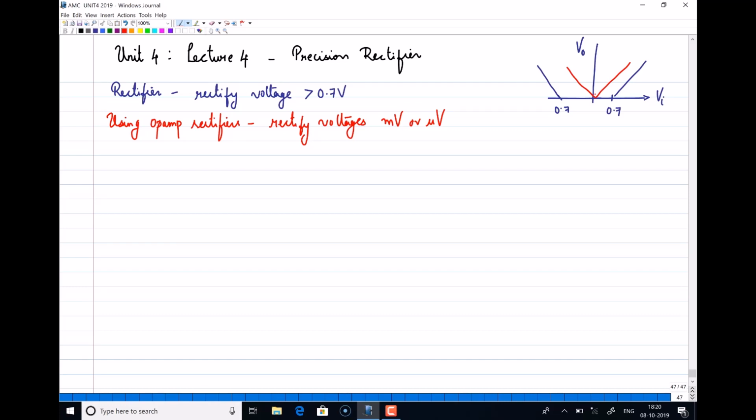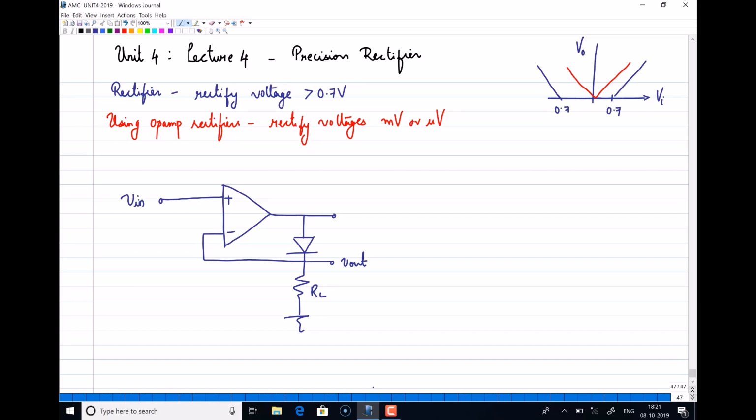So to start with, I'll be taking an op-amp. Since it is a linear op-amp circuit, we'll be using the op-amp in negative feedback. Using a regular diode, we can rectify voltages more than 0.7. So the idea here is to use that regular diode, but in the negative feedback path of an op-amp. I'm getting the output voltage from this point. I'm dropping a resistance RL over here to measure the output voltage, and the voltage to be rectified will be given to the non-inverting input terminal.